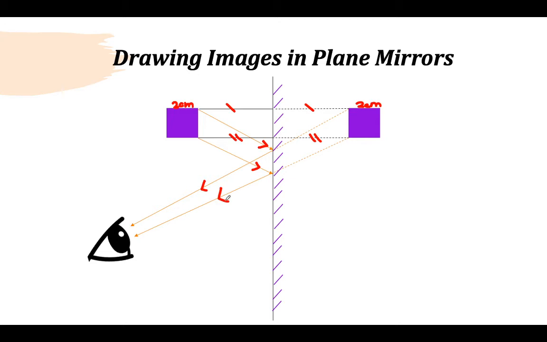So this is how you would draw an image for a plane mirror, right? So you have to recreate the image. You also have to make sure that those lines are showing how your eye is able to see this particular image.